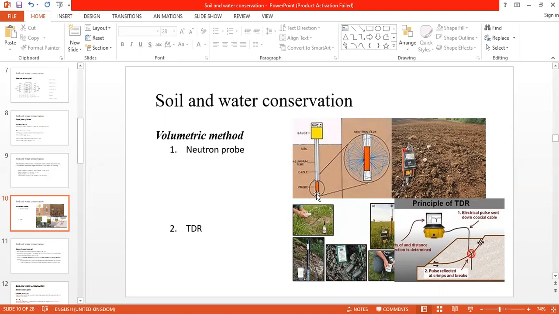Then there's, yes. Yeah, the question. No, I was just taking note of the point where you said the slower the speed, the more the water that is there in the soil.